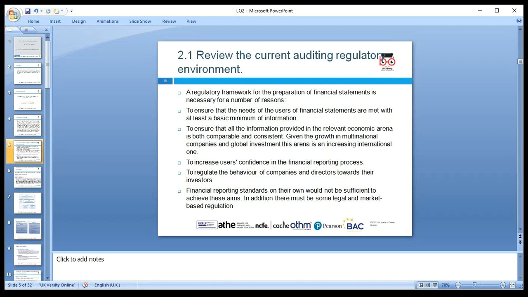Review the current audit regulation environment. What is the current review? The regulatory framework for the preparation of the financial statements is necessary for a number of reasons: to ensure the needs of the users of the financial statements are met, and to ensure the minimum information provided in the financial statements is true and fair, so that user confidence will increase.